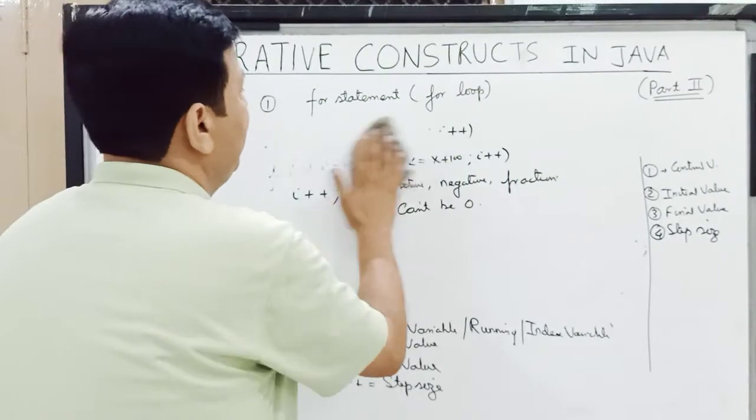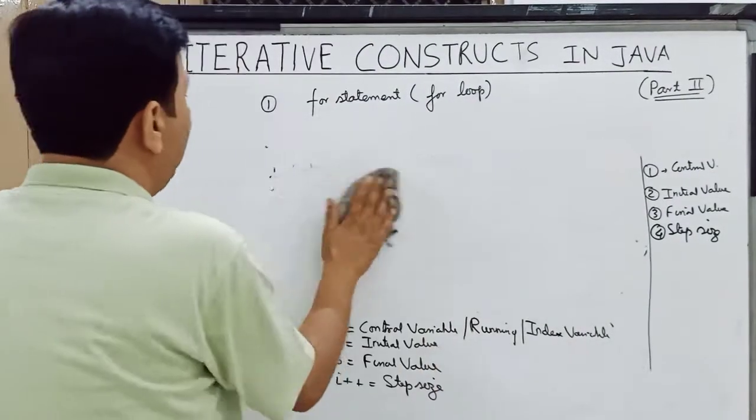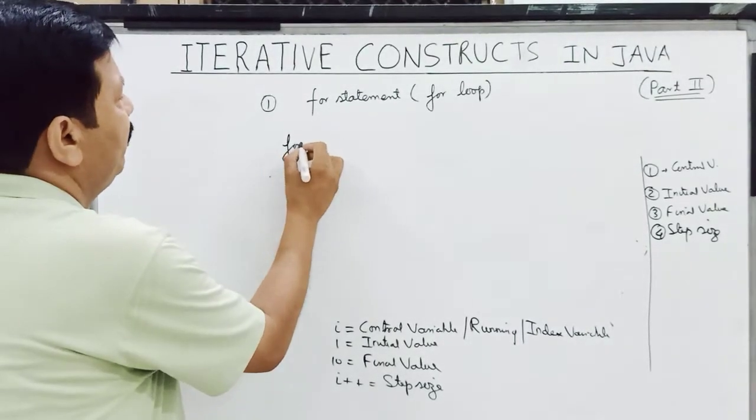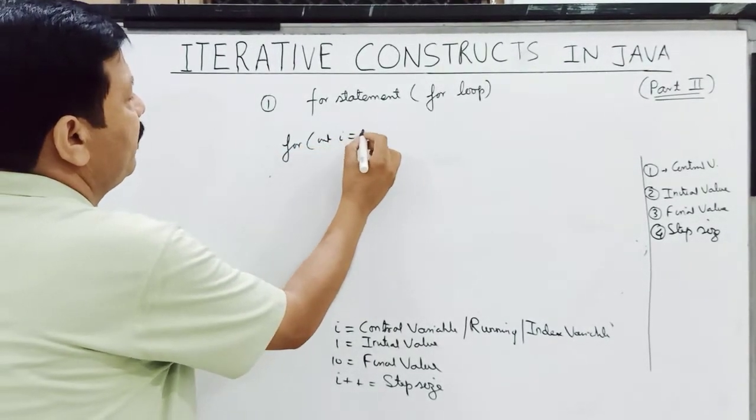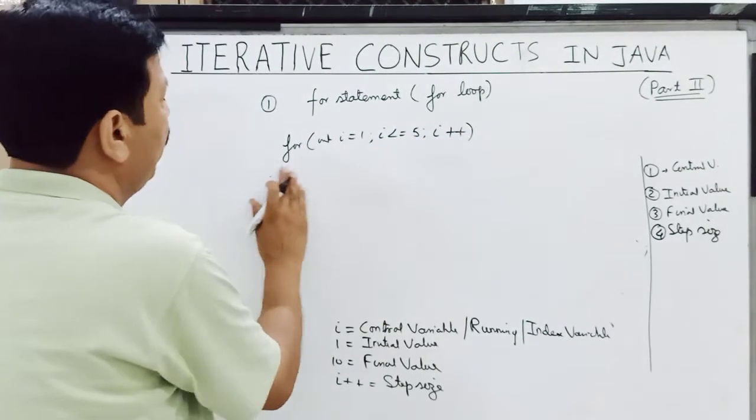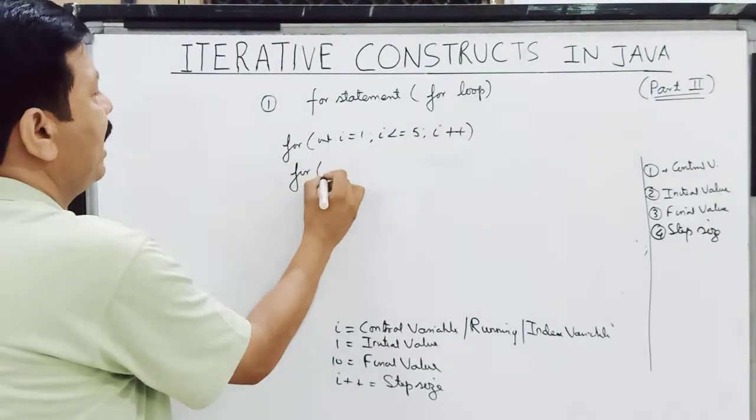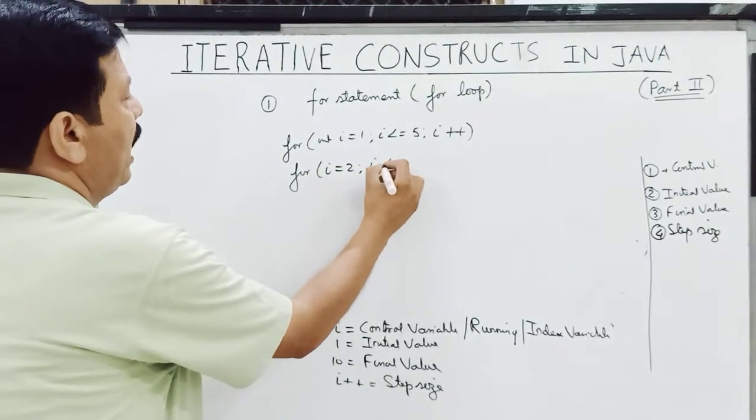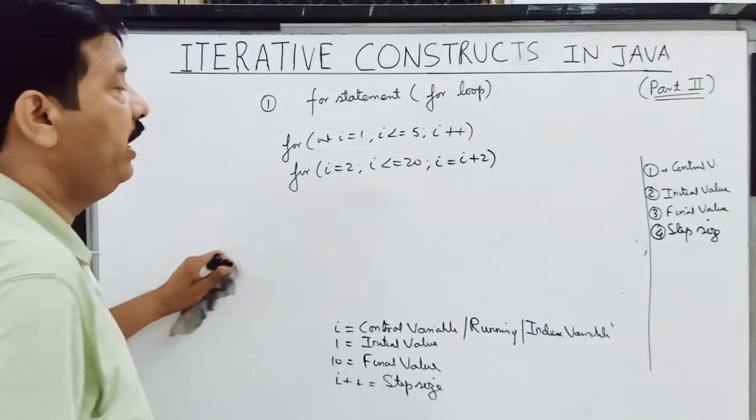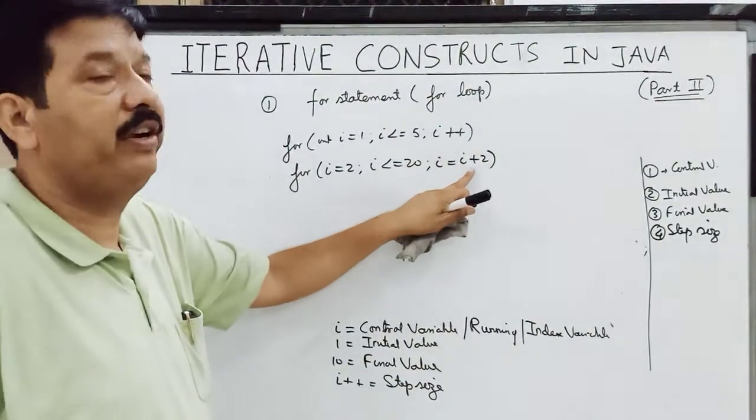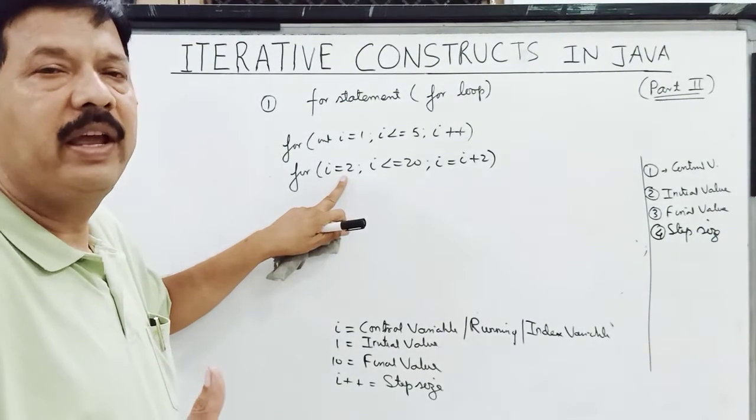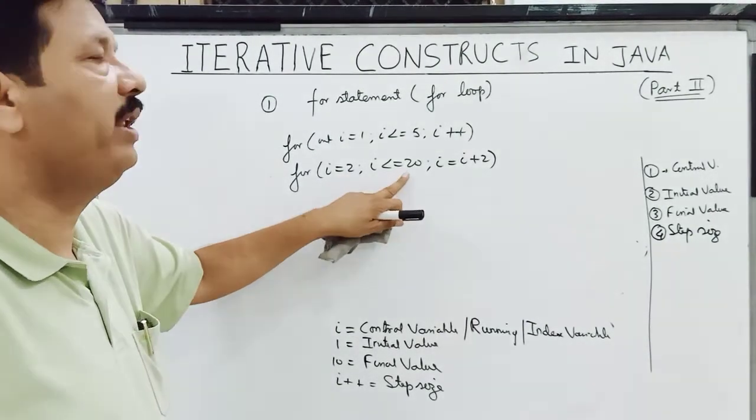What it means, children, I am just going to tell you. Positive means I have already written a positive over here. For example, for int I is equal to 1, I is less than equal to 5, I plus plus, this is a positive value. I can even write I is equal to 2, I is less than equal to 20, I is equal to I plus 2. So here also the step size is positive, it is changing by plus 2. So the value of I will become 2, 4, 6, 8, 10, 12, and it will go till 20.